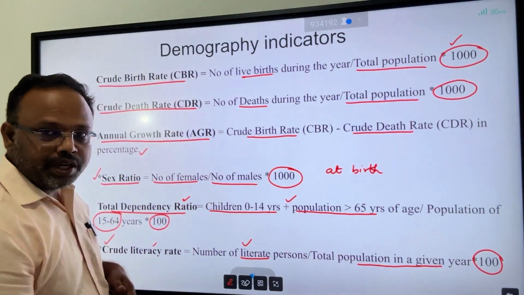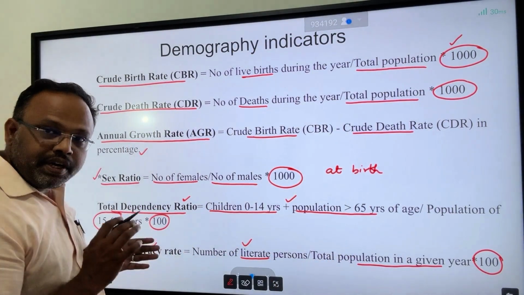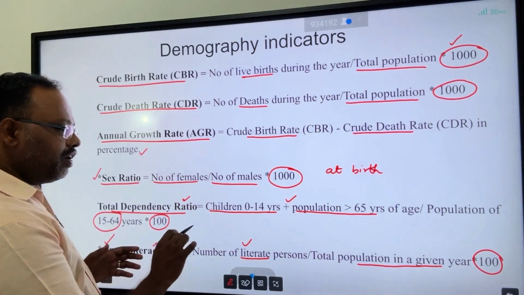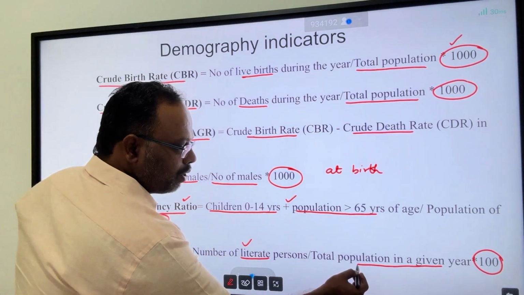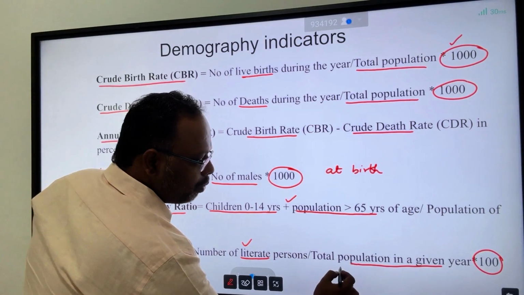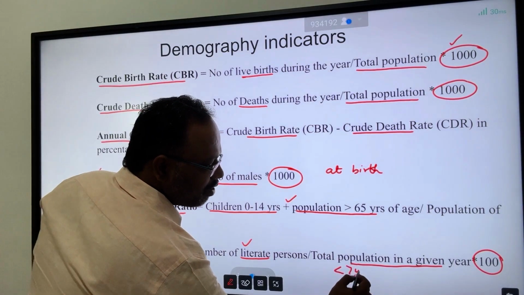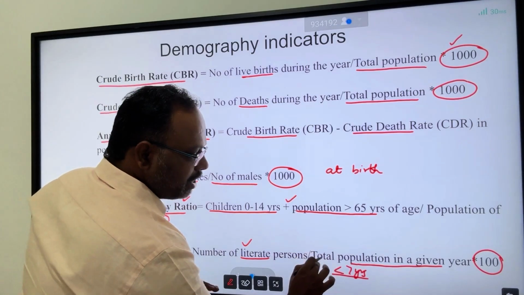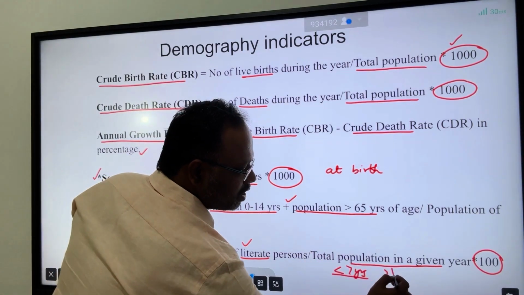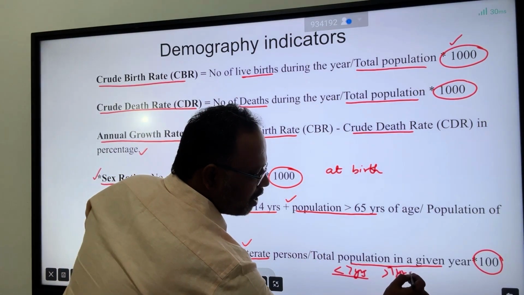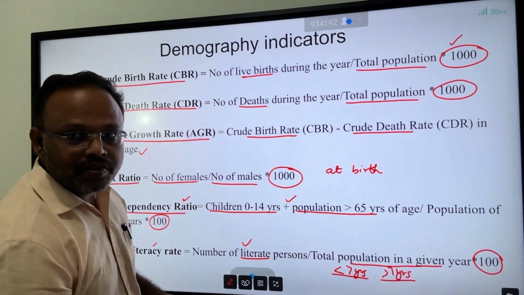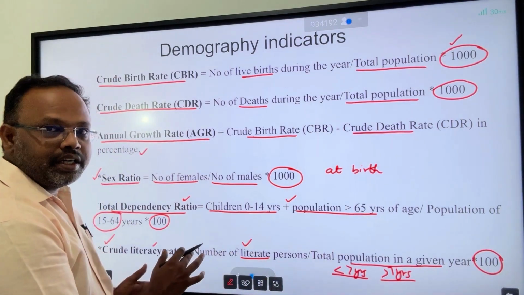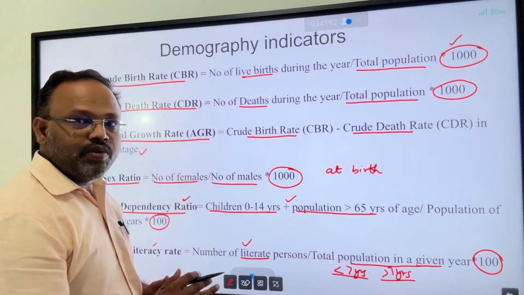Population will be in the denominator, but there is a refined indicator out of this literacy, that is the effective literacy rate, where instead of total population, they will leave out the population less than 7 years of age. They consider in the denominator only the population greater than 7 years of age. Out of them, how many are literate will be considered as effective literacy.